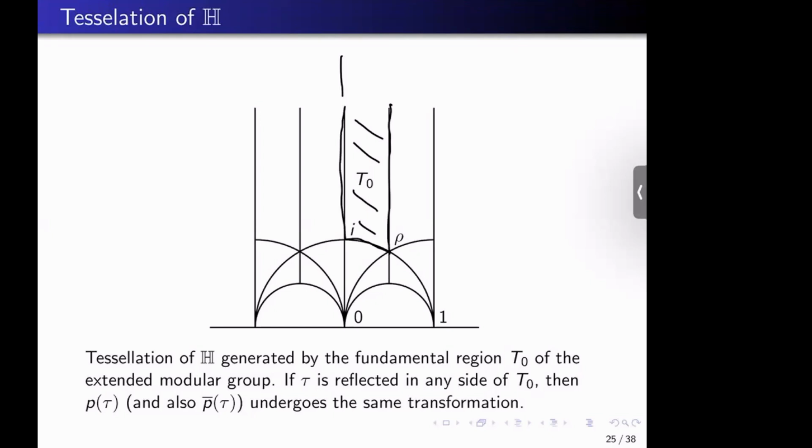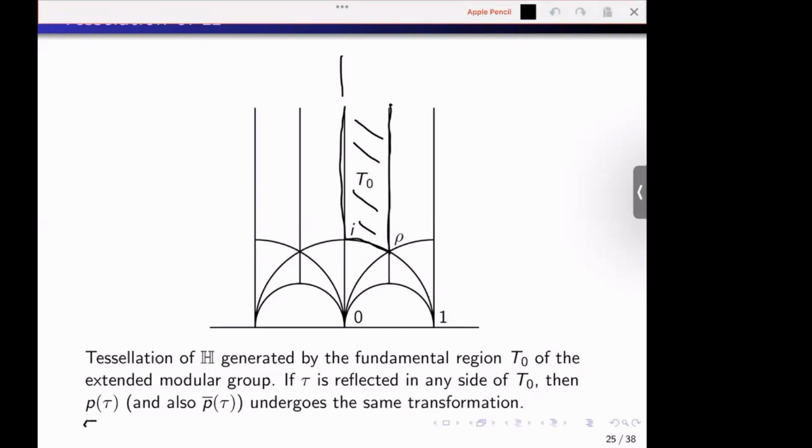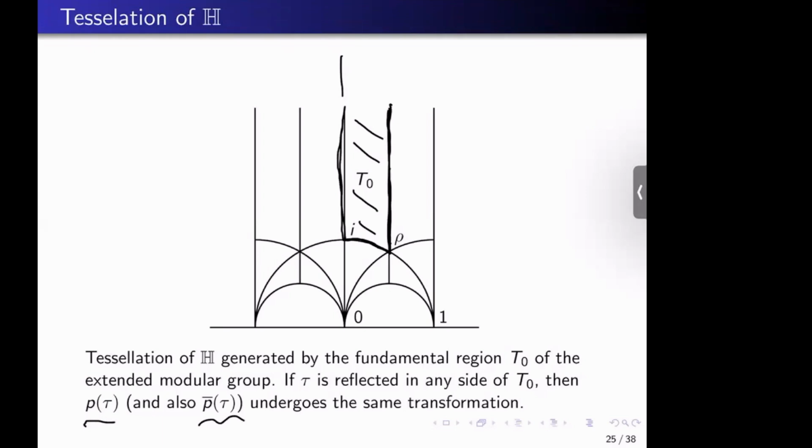And a curious thing now happens, namely, if you look at our function P, so I formulated this equivariance property of P. If you translate this into this geometric picture, then you can notice that actually P, and hence also this conjugate of P, undergoes exactly the same reflection that you get if you start reflecting in the sides of this triangle. So in other words, if you reflect the argument of P, let's say in this side, then the value will actually undergo exactly the same transformation. So this is this equivariance property translated into this geometric picture.